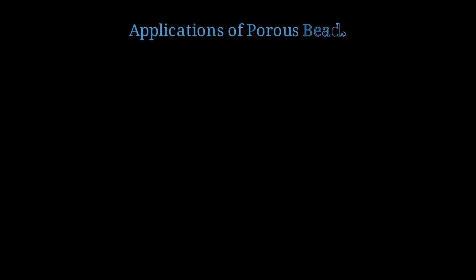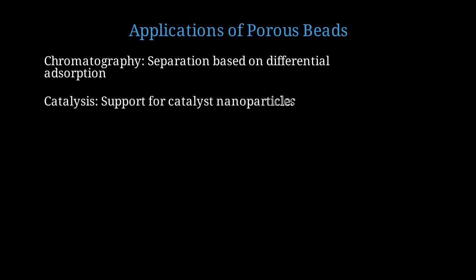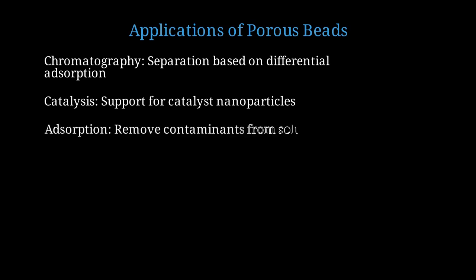What are porous beads used for? Their high surface area and accessible pore network enable several key applications. In chromatography, porous beads separate molecules based on their differential adsorption to the internal pore surfaces. The high surface area provides many interaction sites. For heterogeneous catalysis, we can deposit catalyst nanoparticles throughout the pore network, maximizing catalyst utilization and accessibility. Porous beads excel at adsorbing contaminants, dyes, or valuable products from solutions due to their high capacity.